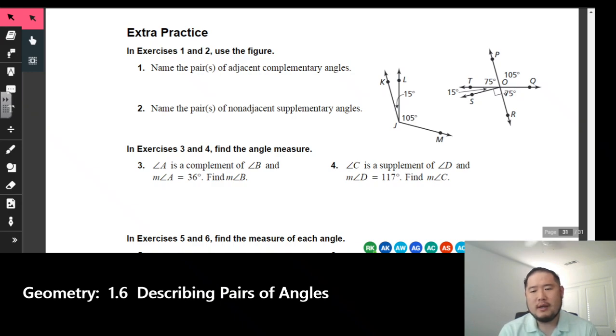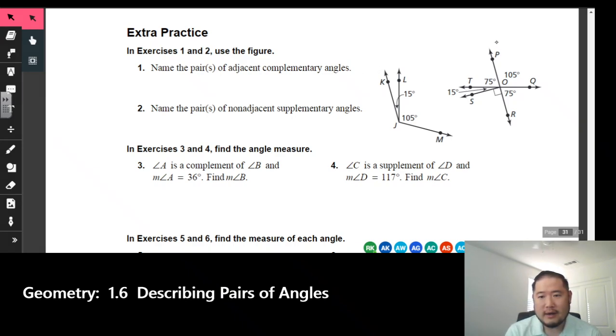All right. It says name pairs of adjacent. So remember, if it's adjacent, the angles are, once again, next to each other. It might be a combination of angles, not just one angle that you see. So it looks like right here, it says adjacent complementary. And also remember, complementary means that they add up to 90 degrees. So what are two angles that add up to 90 degrees?